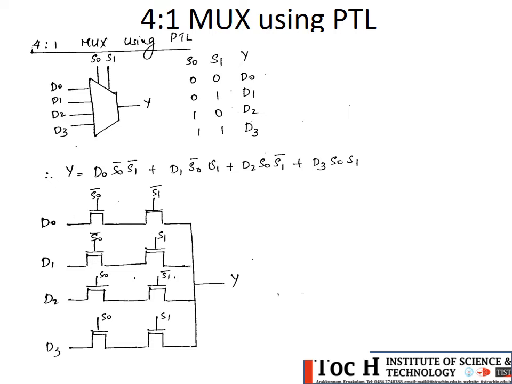Y is equal to D0 S0 bar S1 bar plus D1 S0 bar S1 plus D2 S0 S1 bar plus D3 S0 S1. D0 will only be selected if both these two transistors get turned on. These two transistors will be turned on only when S0 and S1 equal 0, 0, because S0 bar and S1 bar will then be 1, 1. So these two pass transistors, these two N switches, will get turned on for that, and we will get Y equal to D0. Similarly for all the other input cases.